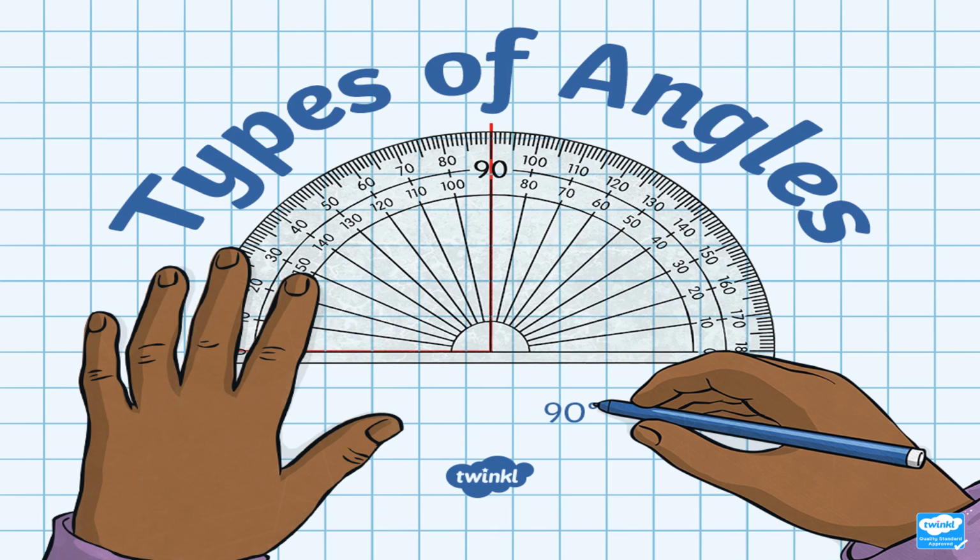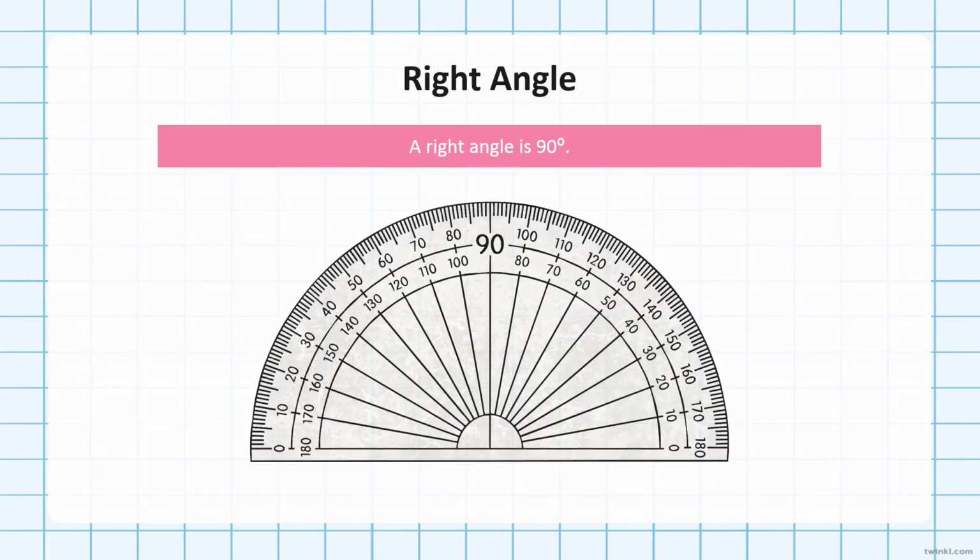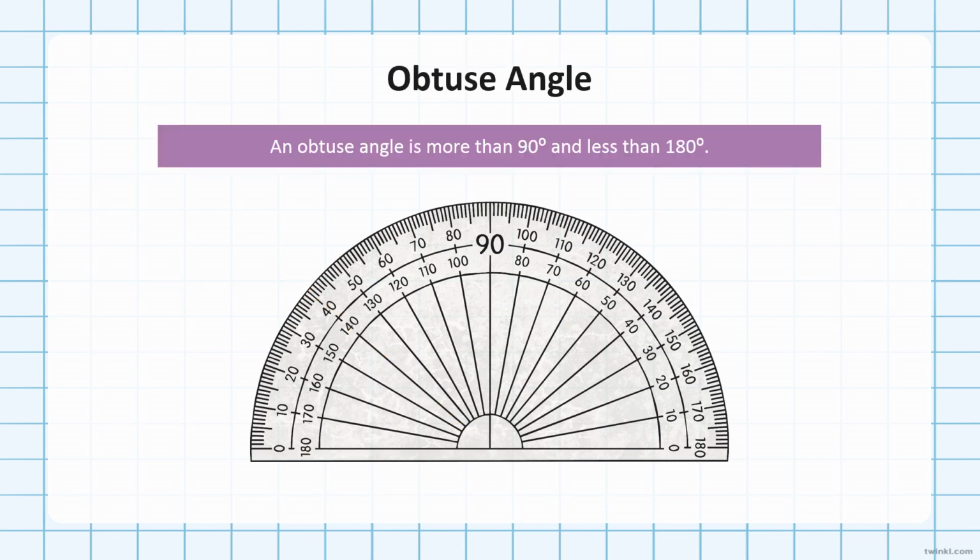Let's review the main types of angles. A right angle is 90 degrees. An acute angle is less than 90 degrees. An obtuse angle is more than 90 degrees and less than 180 degrees.